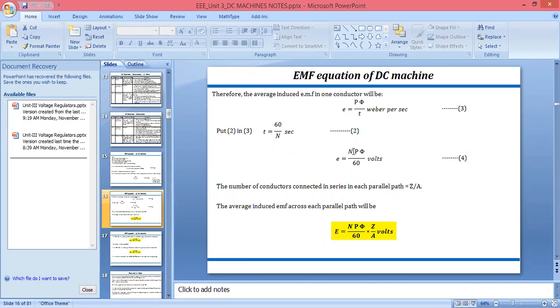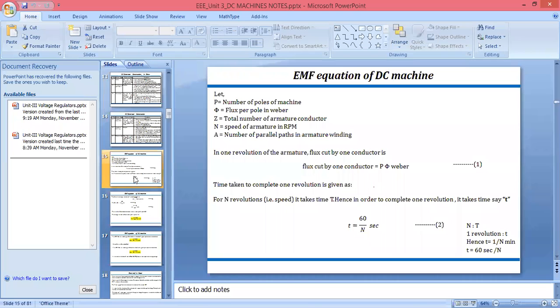N we know is nothing but speed. P is the number of poles. Phi is nothing but flux. All these concepts we have already seen. I am just revising because we have taken a 3 to 4 days gap.